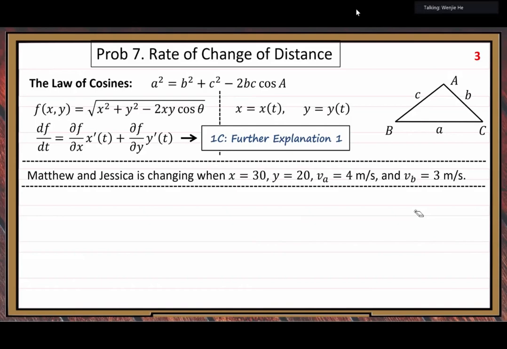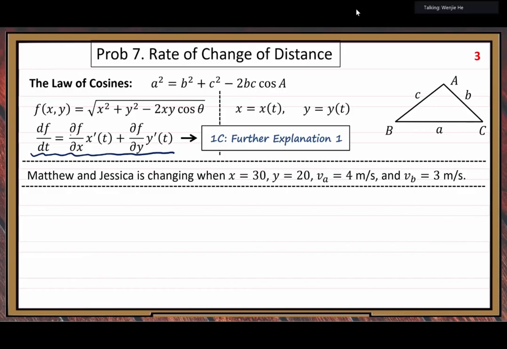What do we need to do here? We just need to calculate this df over dt, the rate of change of the distance between these two persons. Okay, all right? So let's calculate one by one.